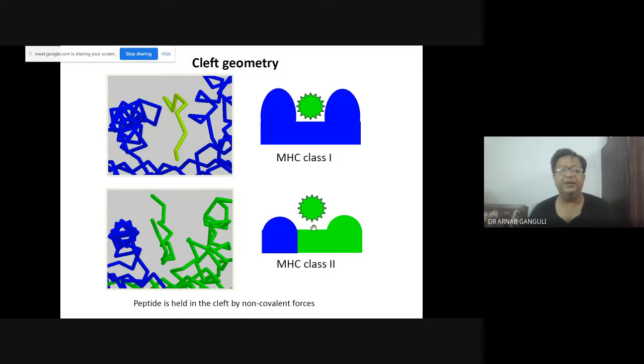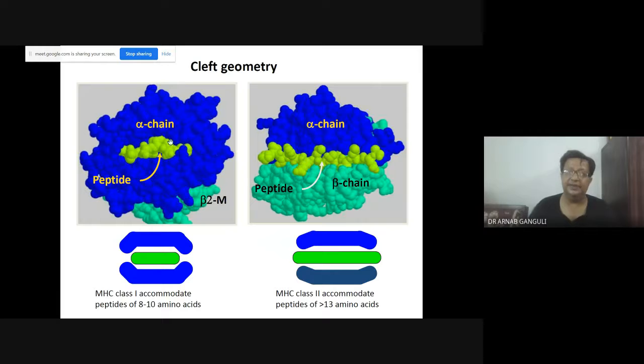And the peptide is bound by non-covalent forces. Non-covalent means any forces apart from covalent bonding: hydrogen bonding, van der Waals forces, electrostatic forces, there are a lot of forces. They are not that strong. They are strong, but covalent is the strongest of all the bondings. So roughly it looks like this. You have the beta 2 and here the pocket is in the alpha. Cleft geometry, MHC1: the peptides are 8 to 10 amino acids.